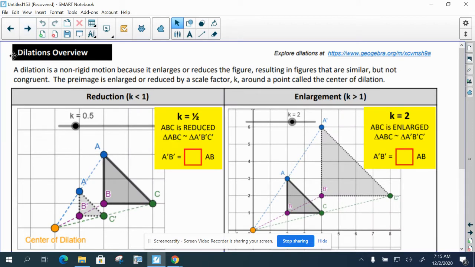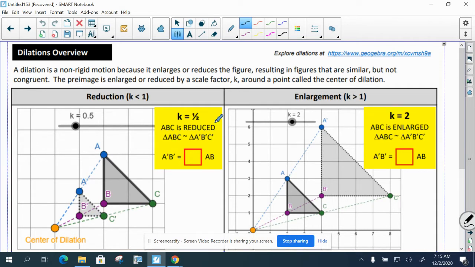So an overview of dilations: a dilation is a non-rigid motion. Remember, rigid means that the sides would stay the same. But here, if it's a dilation, then the sides are not going to be staying the same.